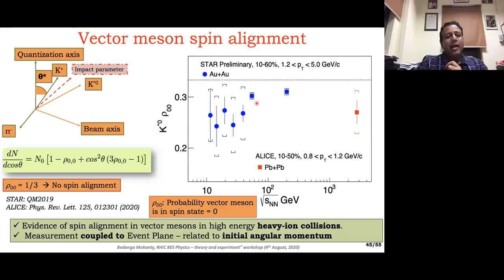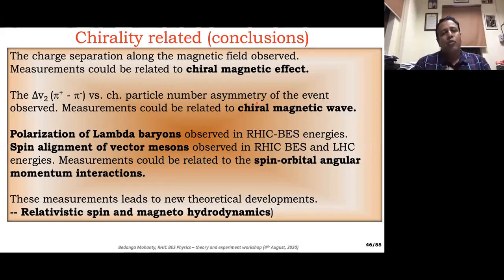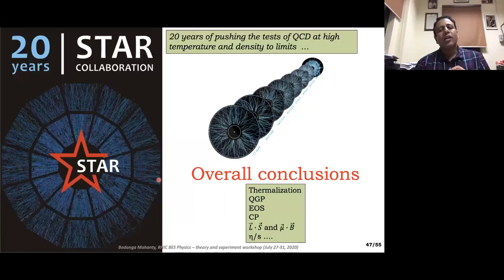On the chirality-related measurements, we have measurements which are sensitive to the chiral magnetic effect and measurements which are sensitive to the chiral magnetic wave. We now have rich physics associated with the polarization measurements, and these have led to significant new developments in theory in terms of relativistic spin hydrodynamics and magnetohydrodynamics. So what are the overall conclusions?